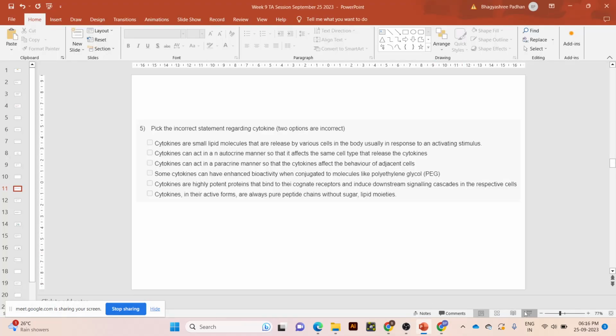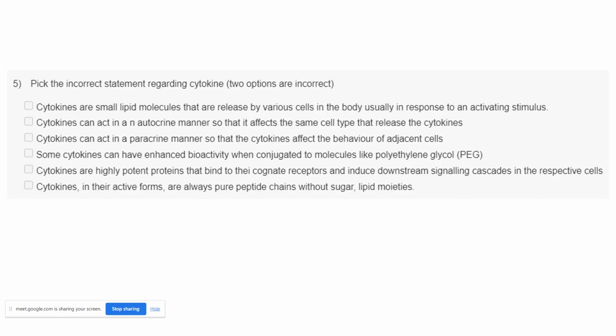2 and 5. 2 and 5. Okay. Others? Yes. Anybody has any other answer? You have to select two incorrect statements regarding cytokines here.